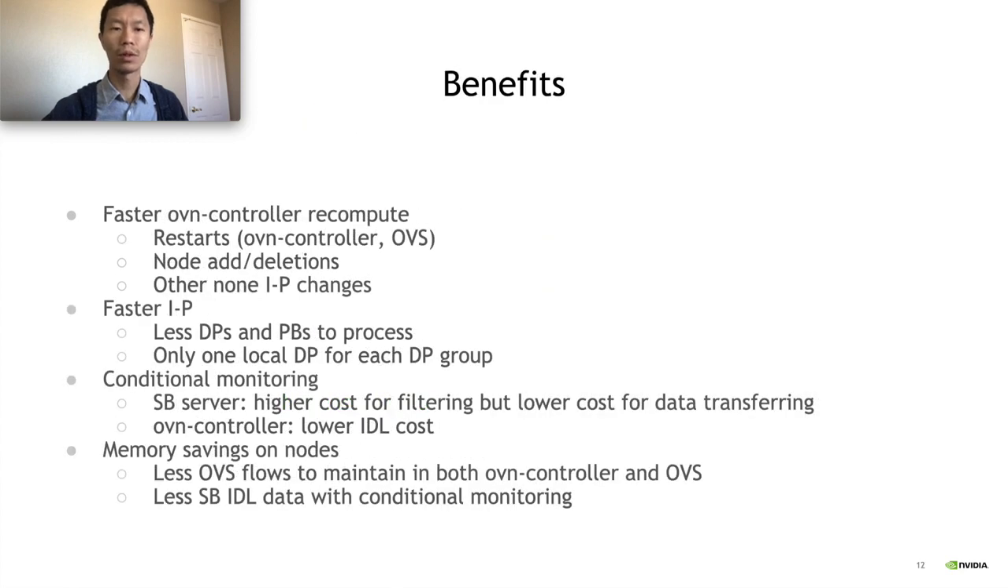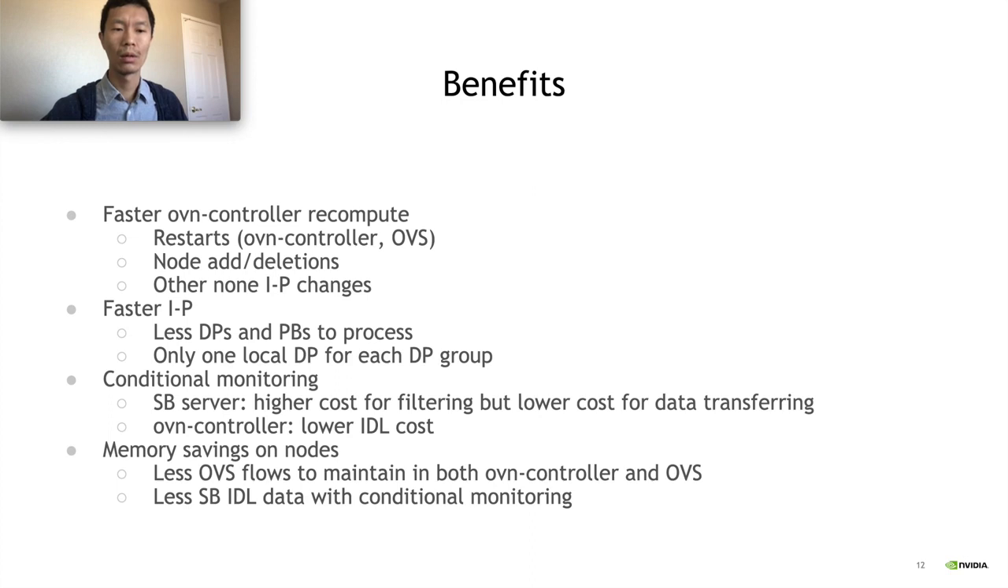The benefit is huge here. Firstly, ovn-controller recompute will be much faster. Although we have implemented incremental processing for ovn-controller, there are still many scenarios that require full recompute. For example, ovn-controller or OVS restarts, or adding or deleting nodes, and some other changes that cannot be handled incrementally. And even for incremental processing, it's much faster because there are fewer data paths and port bindings to process, and especially when data path group is enabled, there's only one local data path now for each data path group.